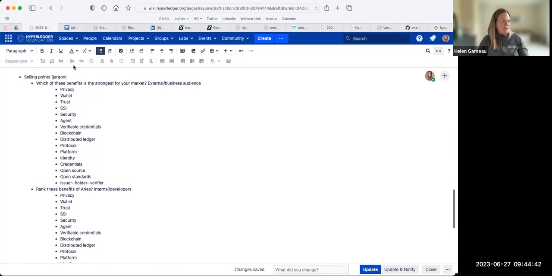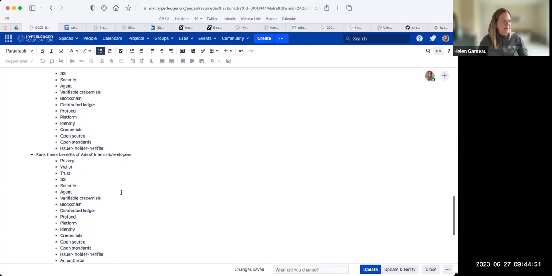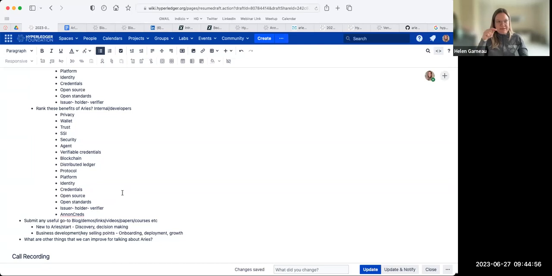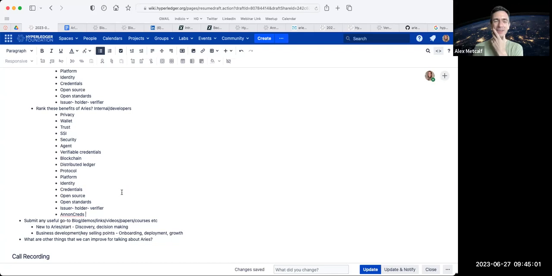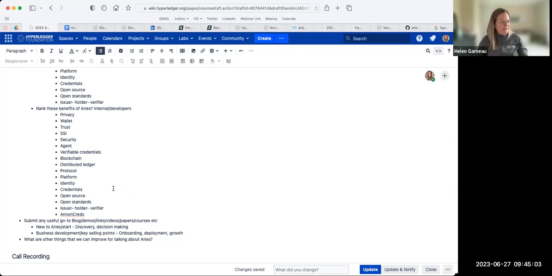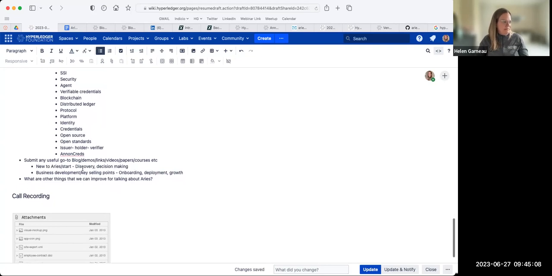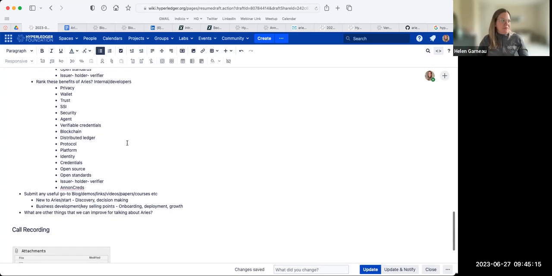Either a ranked choice system or a one to three click system on which words they think are more valuable, less valuable, or neutral. Something like that would be great. Some people get really hung up on ranking things because they think, these are both important, how am I going to do it? So maybe if we can just start getting a little bit of data from that, then having them submit two sections, links new to Aries and business, and then an open text field. I think that would be a great questionnaire for the community.